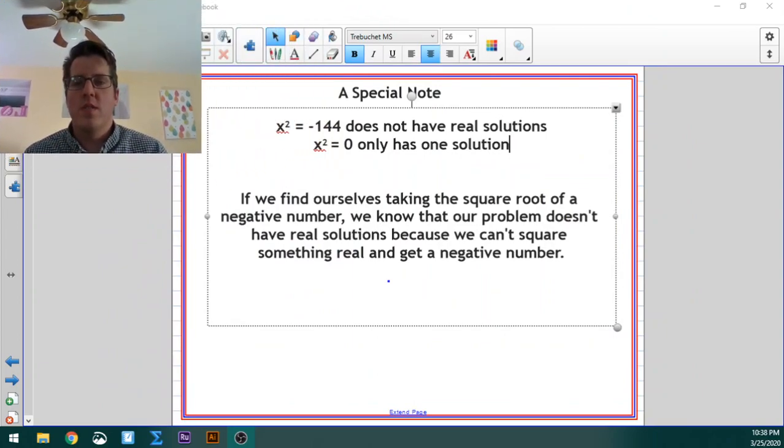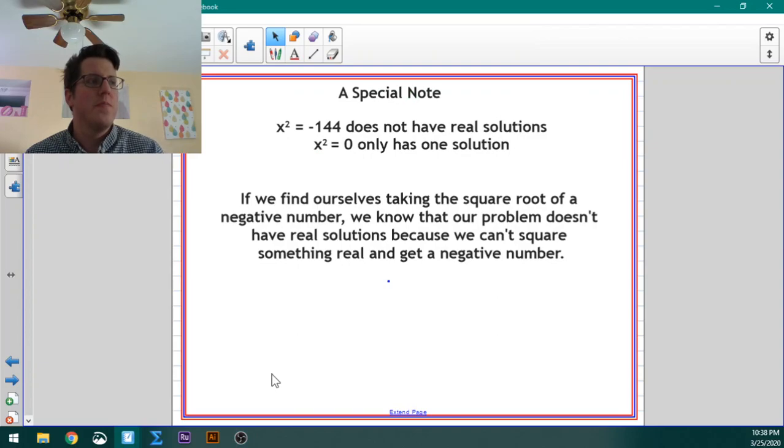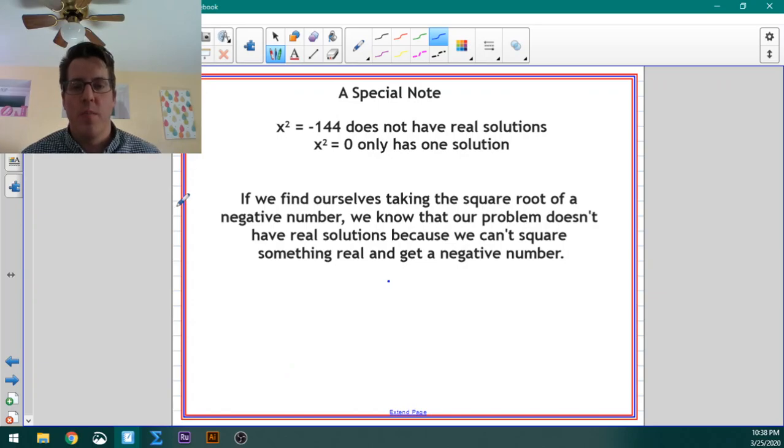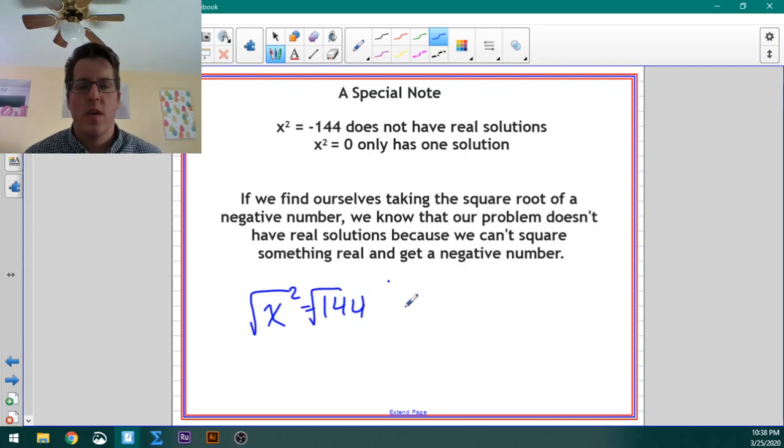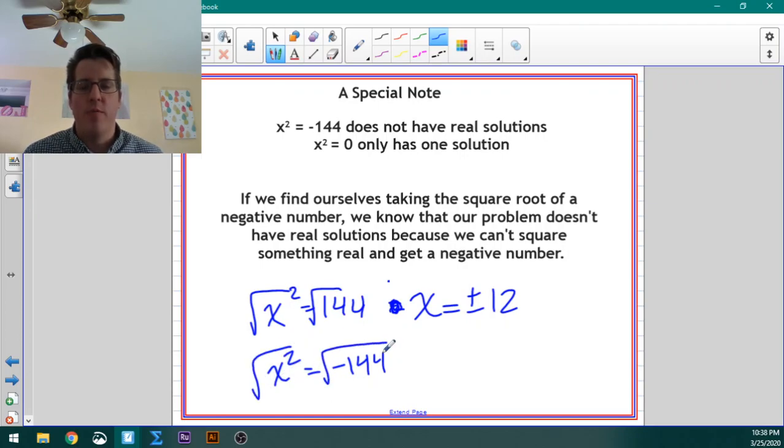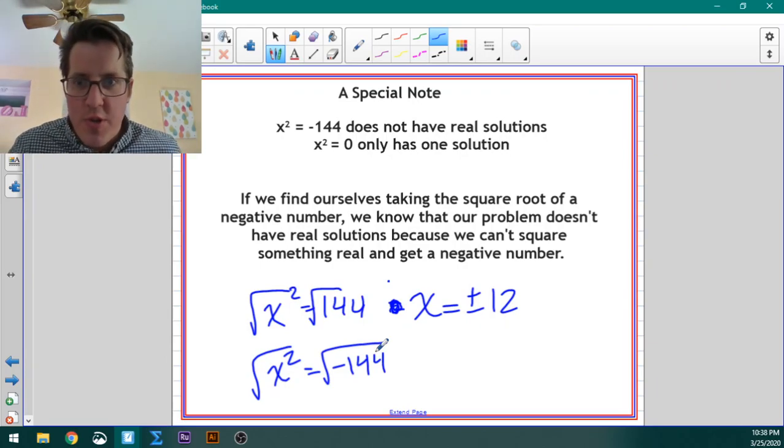All right, so we are going to start with a special note. One, we are not going to take the square root of a negative number. So if I end up with x squared equals 144, that's okay. I can take the square root and I can say x equals plus or minus 12. But if I get x squared equals negative 144, I can't take the square root of that right now. You'll learn how to do it in Algebra 2.